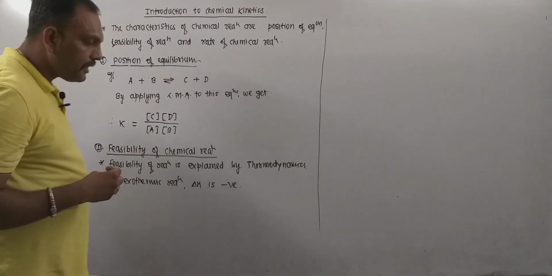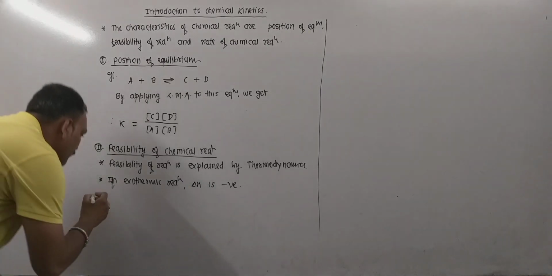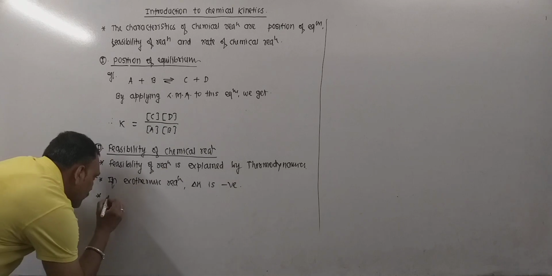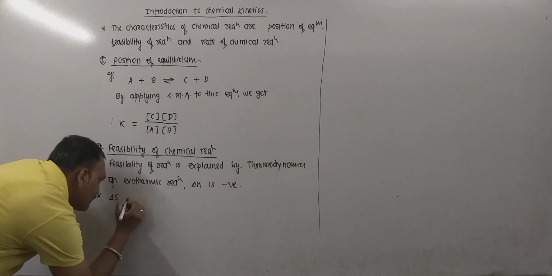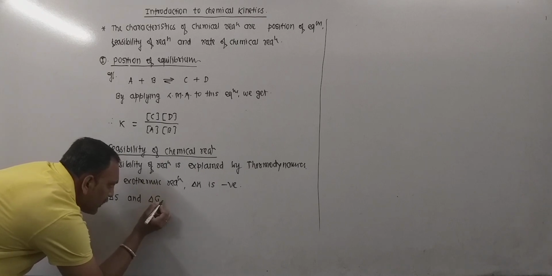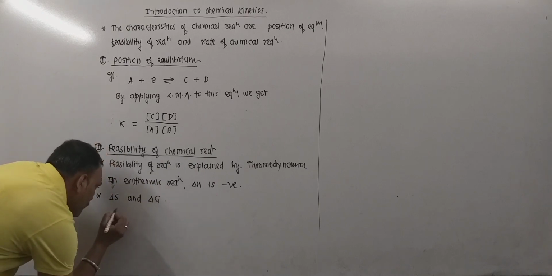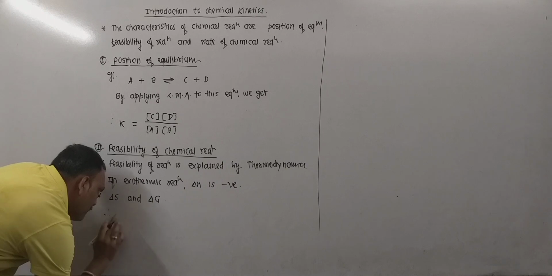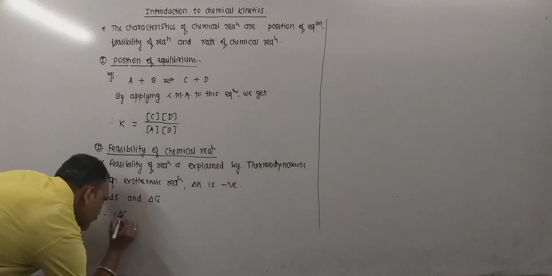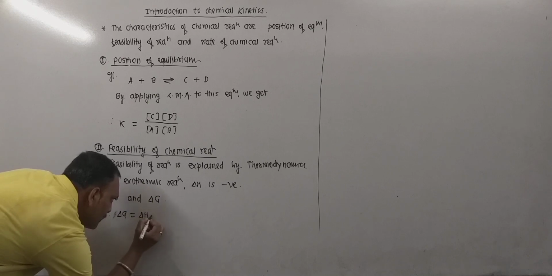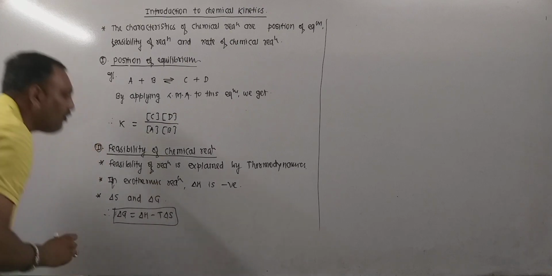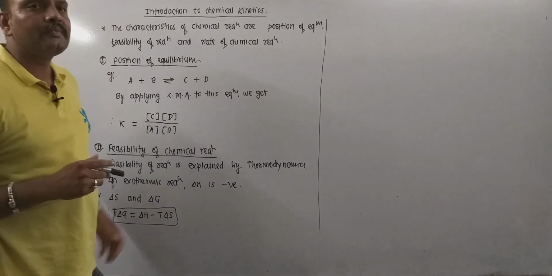So another important terms which need to be considered and are explained in thermodynamics are delta S, I mean entropy change, and delta G, that is Gibbs energy change. Now we know very well these two are related by means of the Gibbs Helmholtz equation, that is delta G is equal to delta H minus T delta S. Now what is the feasibility criteria?